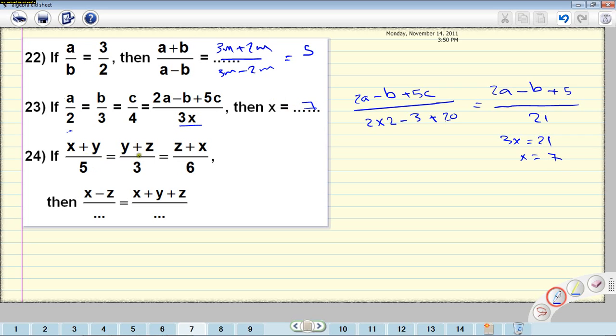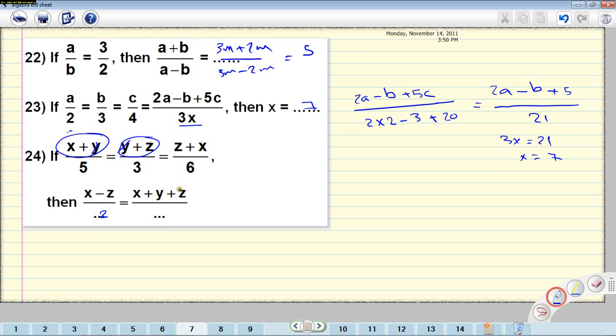(x plus y) over 5 equals (y plus z) over 3 equals (z plus x) over 6. Then x minus z. How can we get x minus z? We are going to subtract these two numerators, because if we subtract x plus y minus y plus z, the y would be cancelled and it would be x minus z. So 5 minus 3, it's 2.